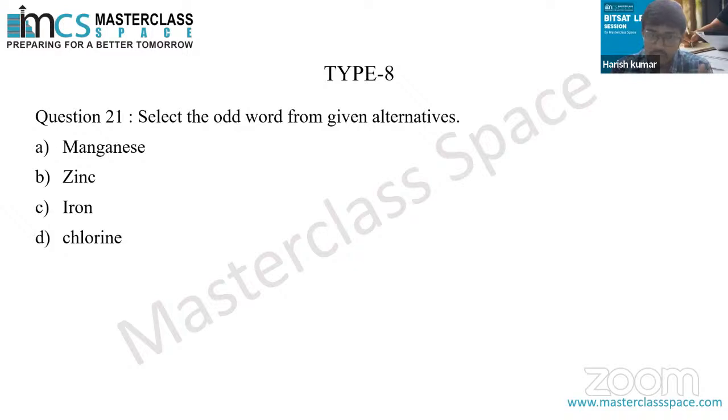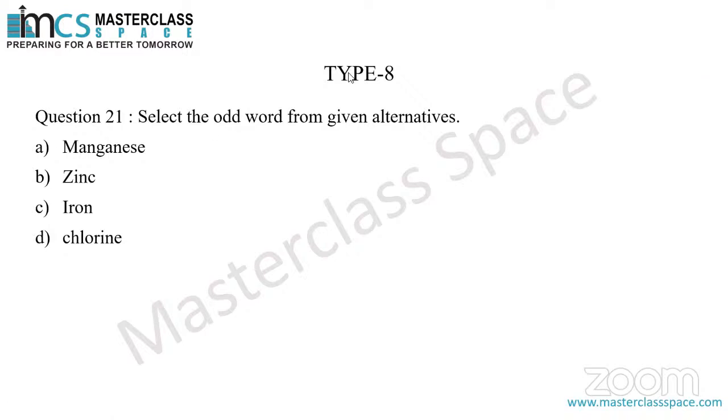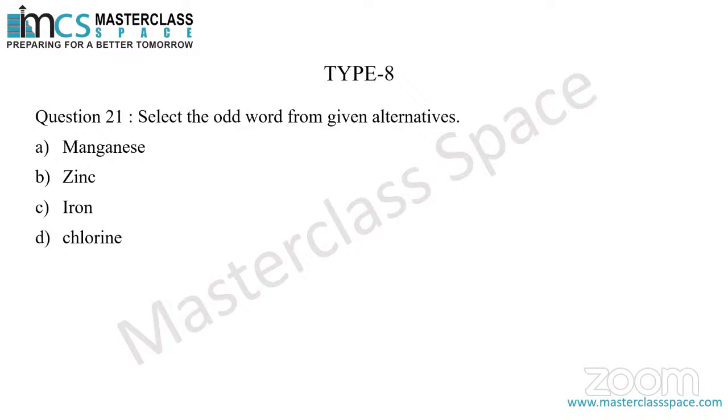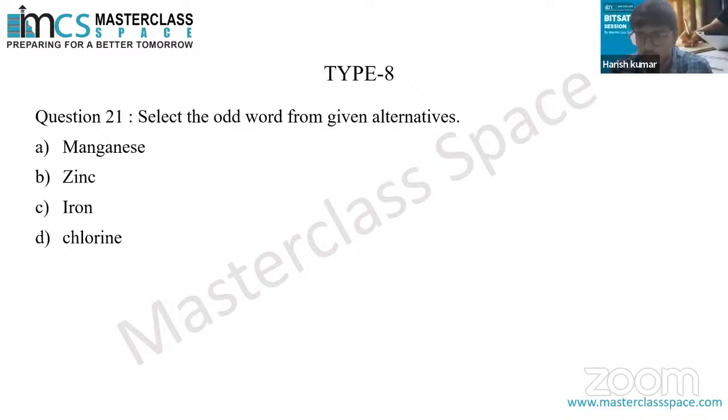See, most of these types of questions will be based on concepts from your physics and chemistry, because in BITSAT you have physics and chemistry as well, right? So sometimes he might ask you, for example, what instrument do we use to measure the current? Ammeter, right? What device do you use to measure the potential difference? Voltmeter. So he'll give you 4 options, such as ammeter, voltmeter, and something else, and you have to choose the odd word.